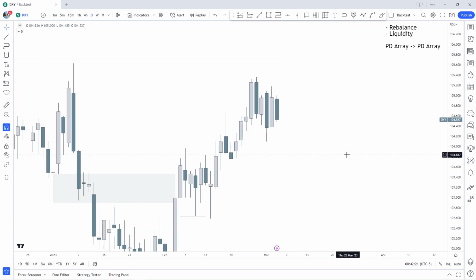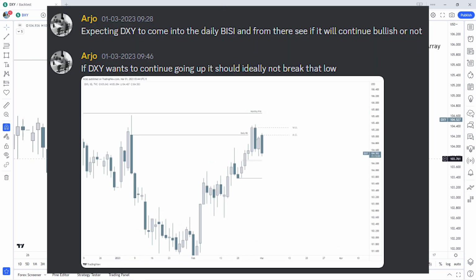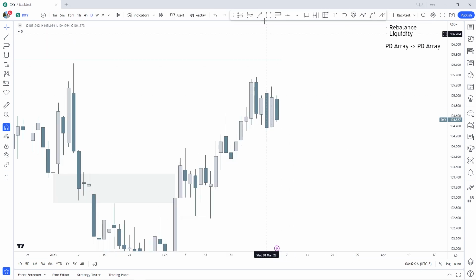So I'll put a picture up on the screen right now. Here you can see I expected that low, which is this low, to hold if we wanted to see higher prices on the dollar, because we came off of this rejection block. We're moving from PD array to PD array to PD array. Here we are rebalancing to taking liquidity, which on a monthly is rebalancing. So it's all in context with each other.